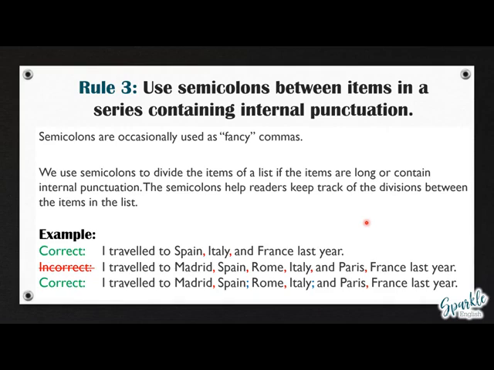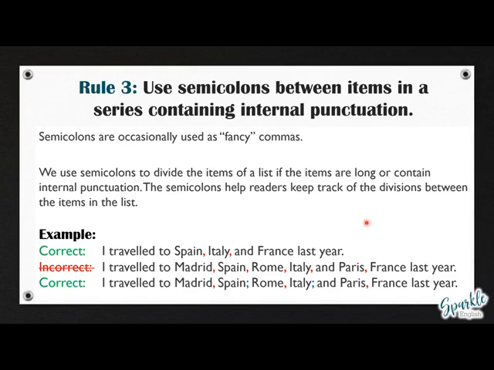Rule 3. We use semicolons between items in a series containing internal punctuation. So semicolons are occasionally used like they're fancy commas, okay? We use semicolons to divide the items of a list if the items are long or contain internal punctuation. The semicolons help readers keep track of the divisions between the items in the list.